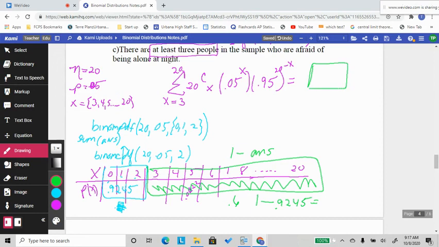The other choice that you can do is Binom Pdf, remember, and then sum that up yourself, and you're going to get the 0.9245. And I'm getting 0.0755. Okay, if you're confused by that, rewind it and watch it again.